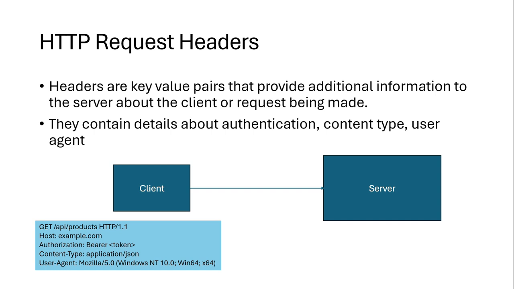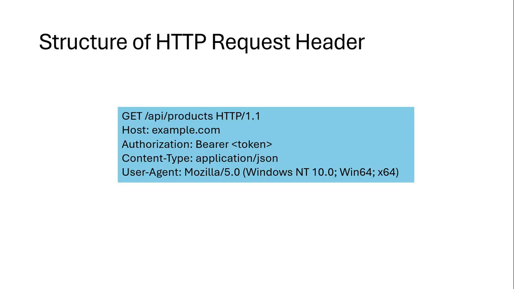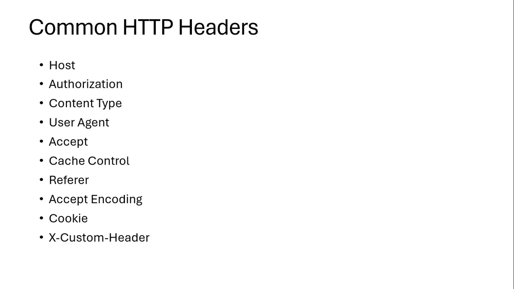Along with the GET request, it is also passing some request headers. Request headers are nothing but key value pairs that provide additional information to the server about the client or the request being made. They contain details about authentication, content type, or the user agent. So this is the basic structure of an HTTP request header, and these are the common HTTP headers, and we'll take a look at them one by one.